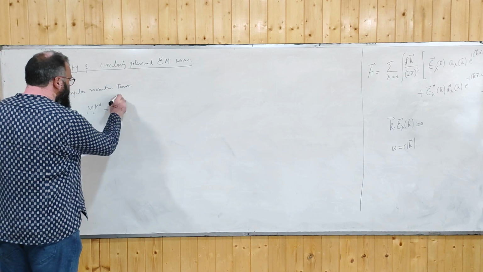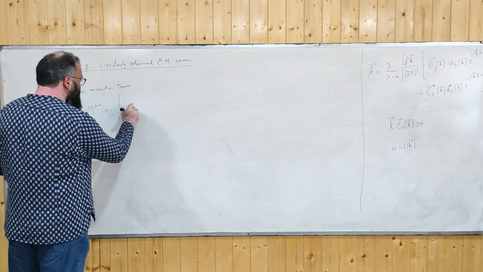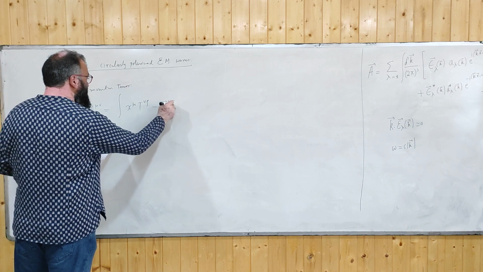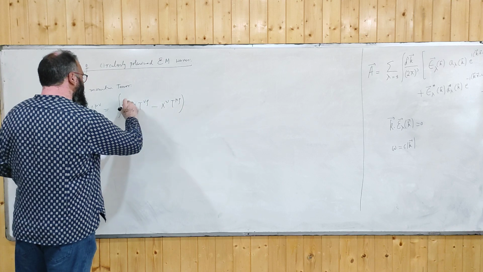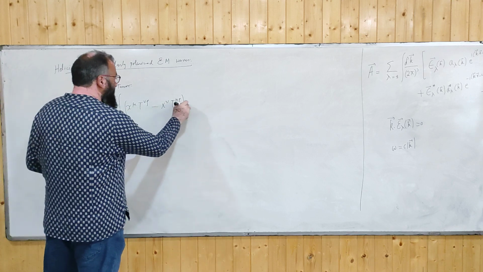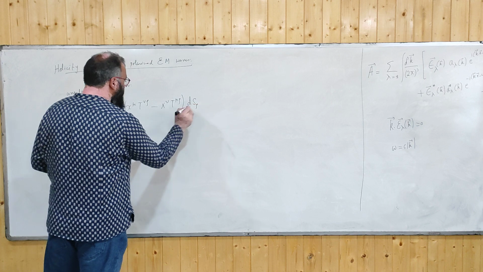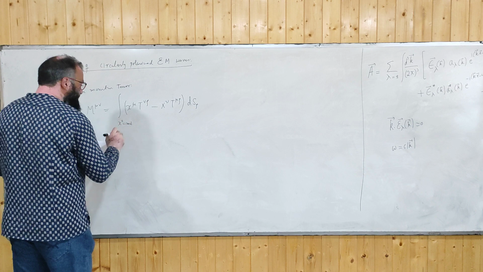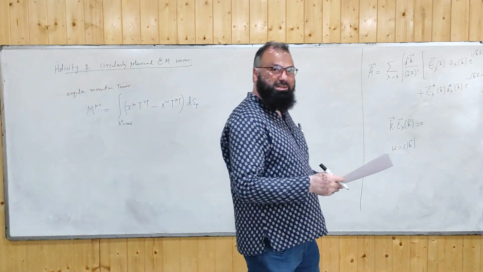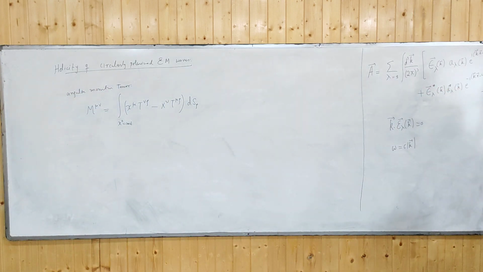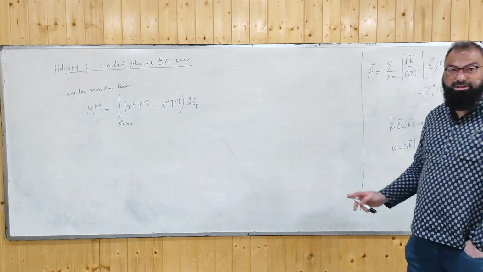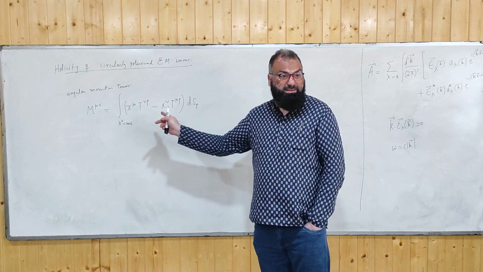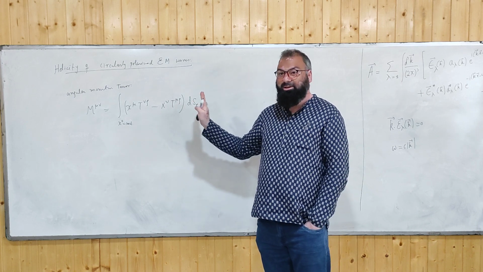We write this as the integral of x mu T nu lambda minus x nu T mu lambda, integrating over a hypersurface dS, for x naught equal to constant. So that means it's a 3-dimensional volume. Clear? Do you remember this kind of formula? This we have done already.